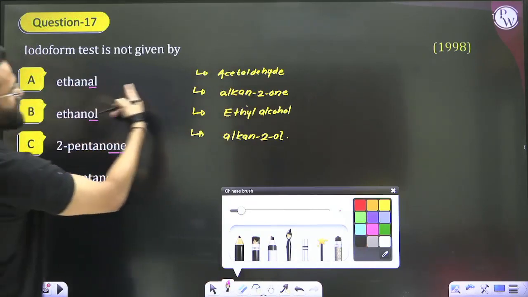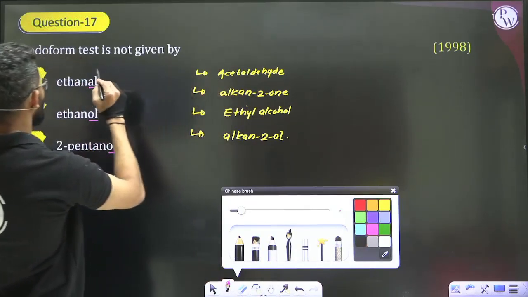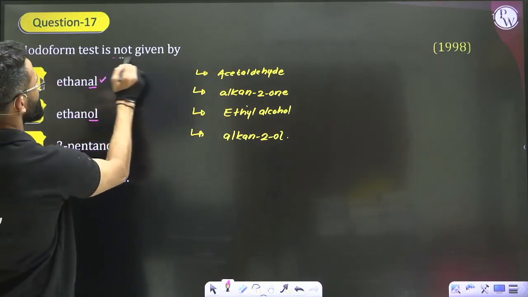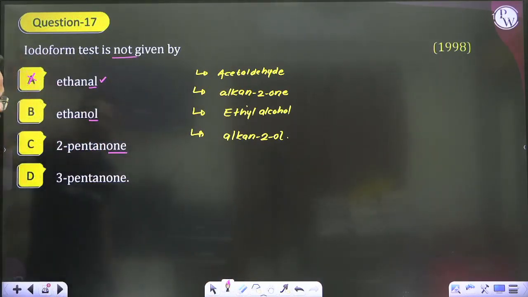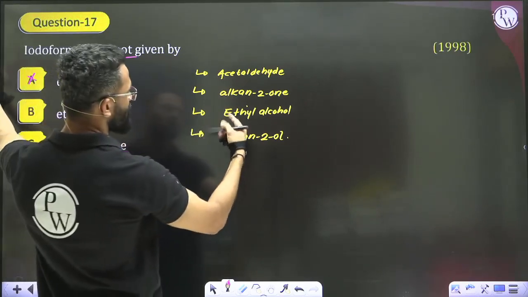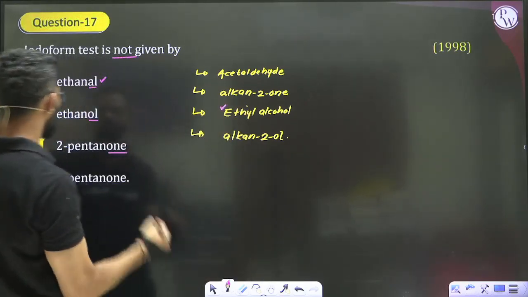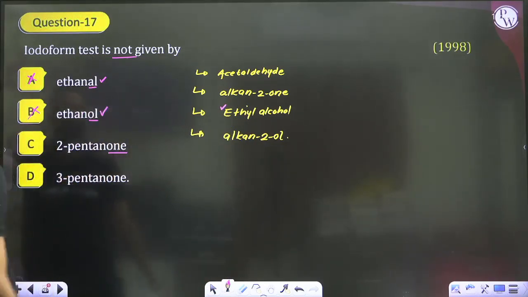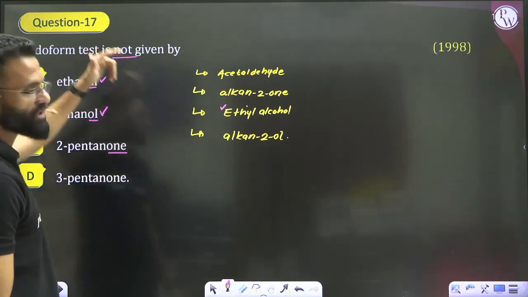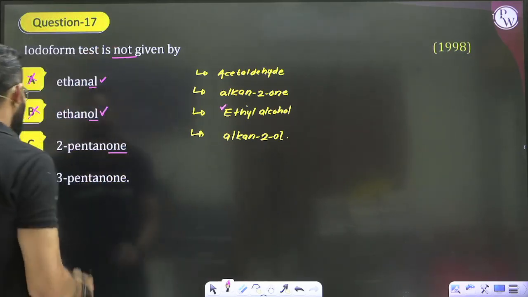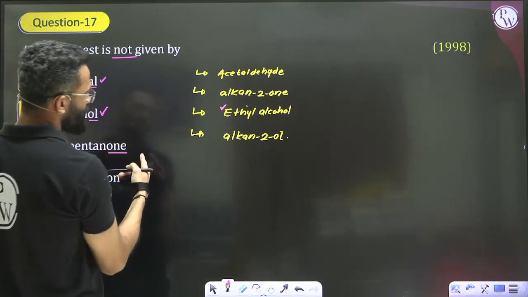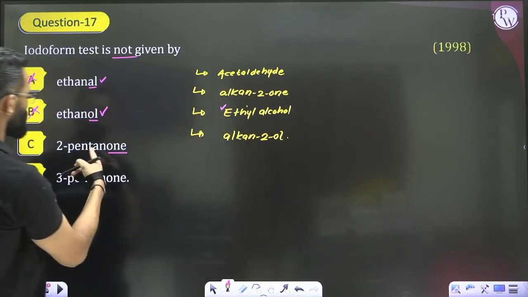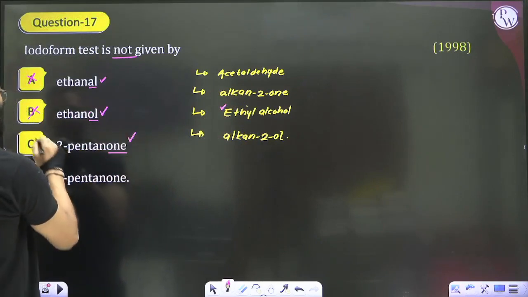So the first one is ethanal. Ethanal is the IUPAC name of acetaldehyde, meaning this is going to show the haloform test. Hence not our correct choice because we want the one which does not give haloform. Next is alcohol. Among primary alcohols, the only alcohol that shows haloform is ethyl alcohol, meaning ethanol. So this will show the haloform test, not our choice, because we want the compound which does not give haloform. Next is pentane-2-one. See, pentane-2-one, meaning this molecule fits into this IUPAC system, alkane-2-one. Even this will show the haloform test, not our right choice.